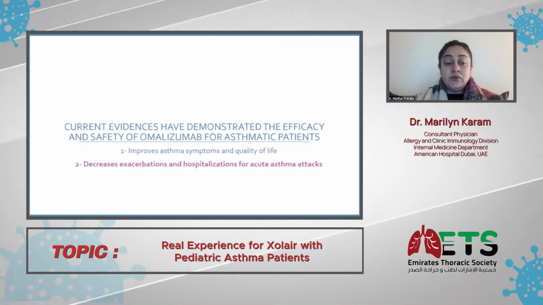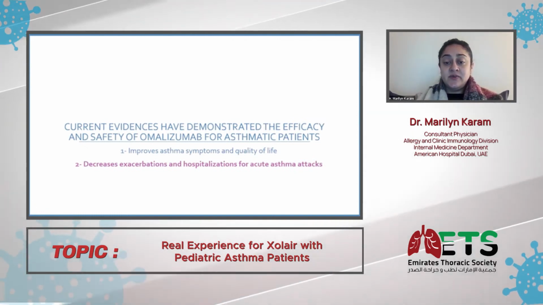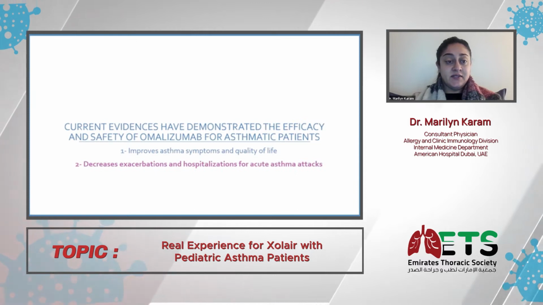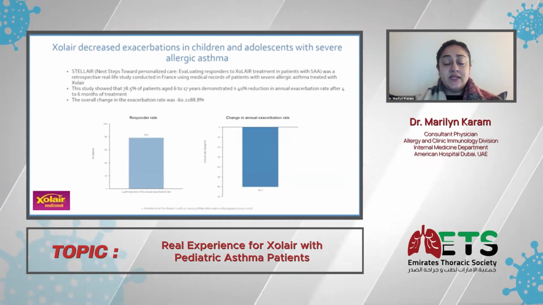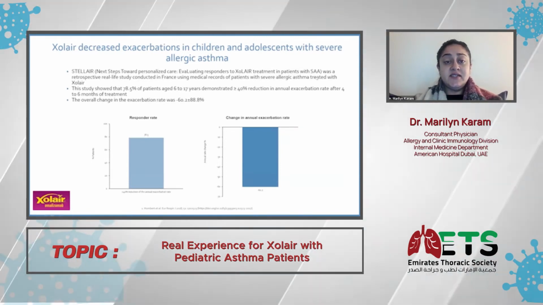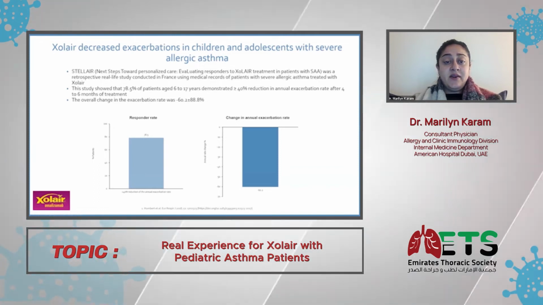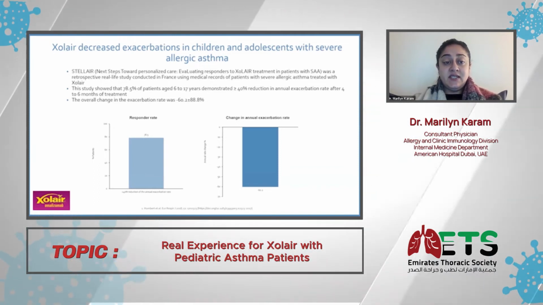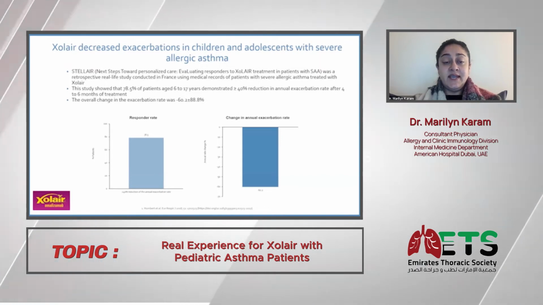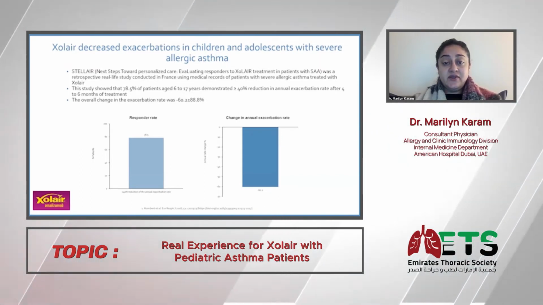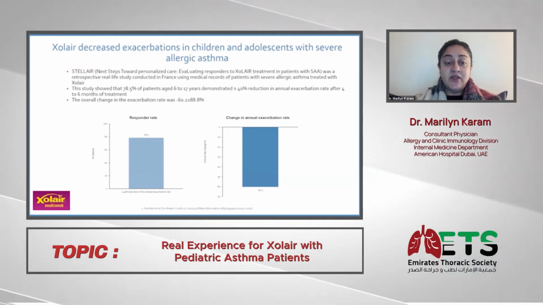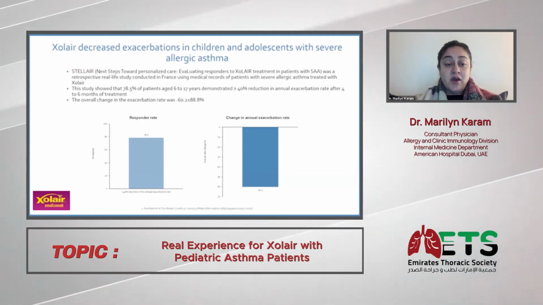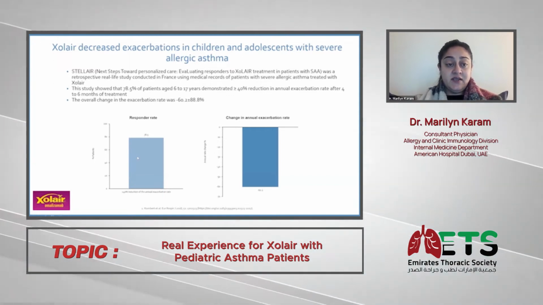Omalizumab has also been shown to decrease exacerbations and hospitalization for acute asthma attacks. In the Xolair study, which was a retrospective real-life study conducted in France, they looked at patients aged 6 to 17. And this study showed that nearly 80% of patients demonstrated more than 40% reduction in their annual exacerbation rate. That was after only 4 to 6 months of treatment with omalizumab. So that's quite a significant finding.